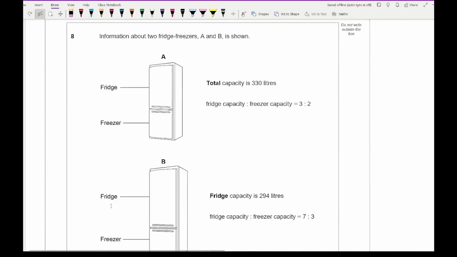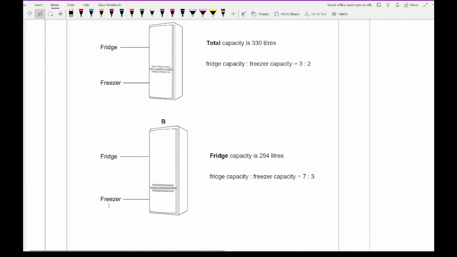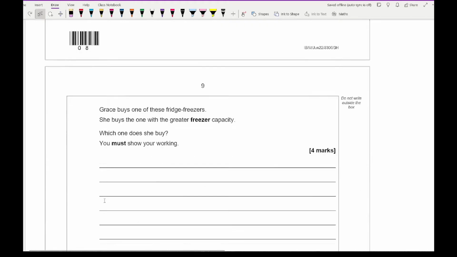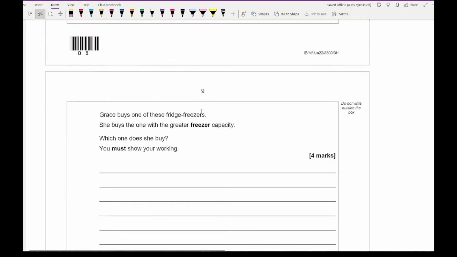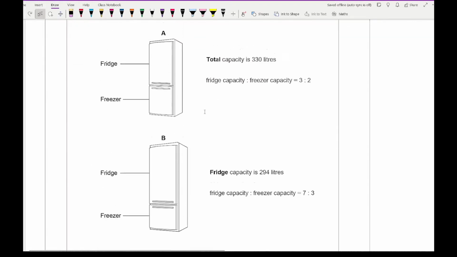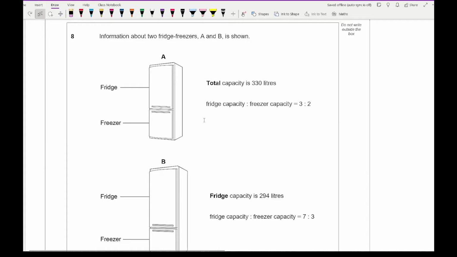Moving on to question 8, it says information about 2 fridge freezers A and B are shown. So for A, the total capacity is 330. The ratio of fridge capacity to freezer capacity is 3 to 2. For B, the fridge capacity is 294 and the ratio of fridge to freezer is 7 to 3. And the question is asking us, Grace buys one of these fridge freezers. She wants to buy one with the greater freezer capacity. Which one should she buy? So let's just return to the diagram and we'll do the working out so you can see the actual information on screen.